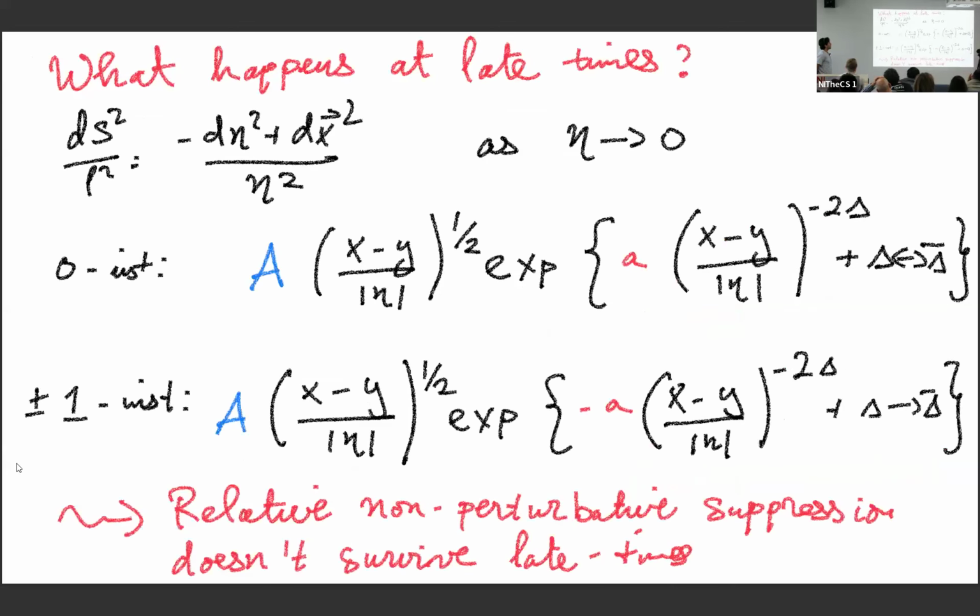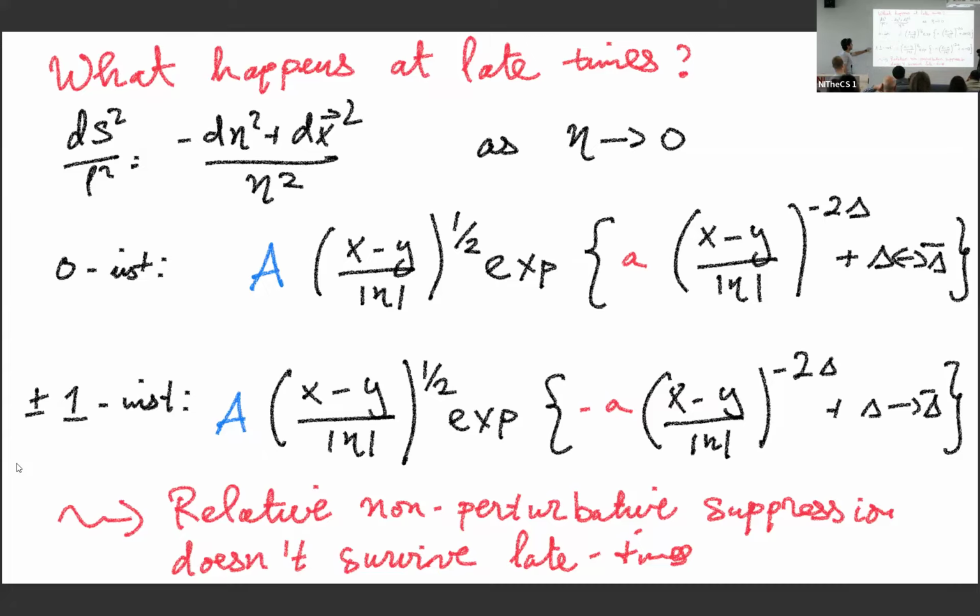Now, what do we do? Well, now we have the full answer. Let's look at late times, right? We were interested in these late time correlators for the CMB. So what happens at late times? So let's analytically continue to Lorentzian signature. Let's use these coordinates. And let me look at the 0 instanton contribution. The 0 instanton contribution at late times, so I'm going to take this parameter eta going to 0. It looks like this. It's some number, (x minus y over eta) to the 1/2. And then in the exponent, you have (x minus y over eta) to the minus 2 delta with some coefficient here. Okay?